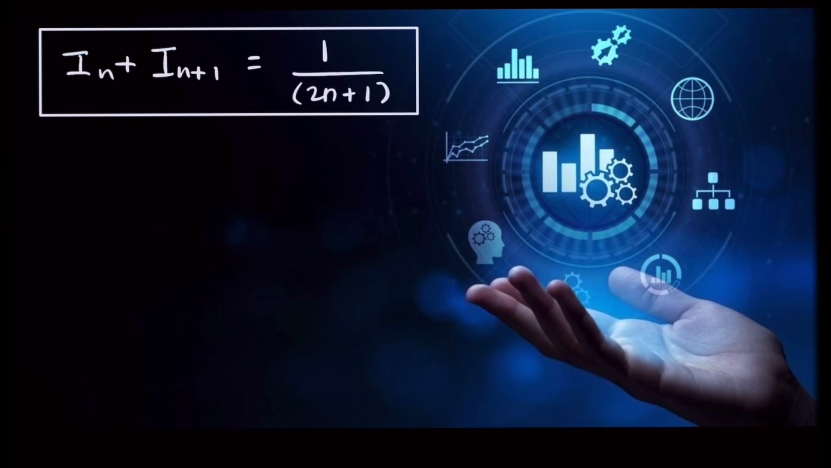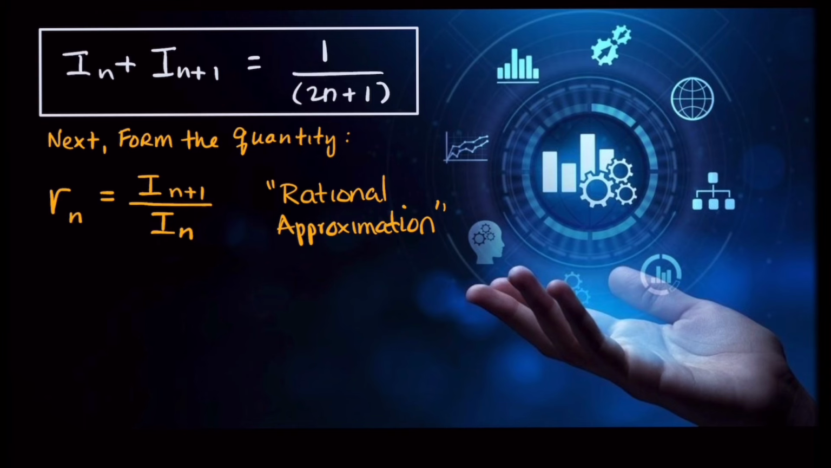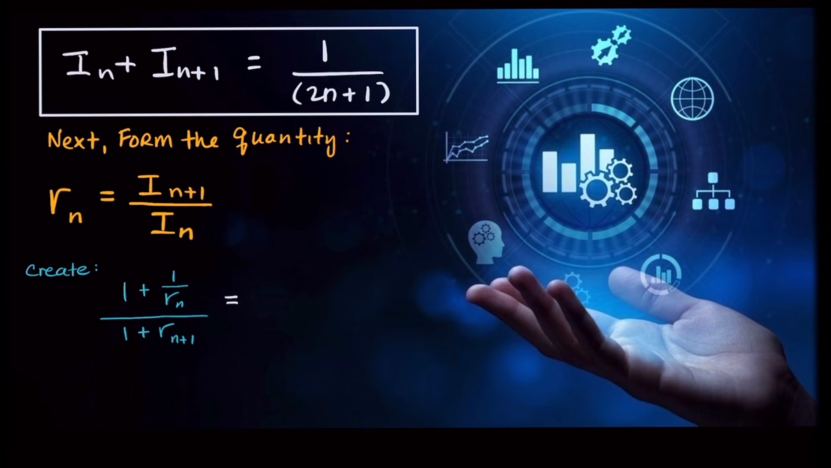So we're going to now use that formula in a creative way. But next, we're going to form a ratio that involves these integrals. Call it R sub n is I sub n plus 1 over I sub n, and this will represent our rational number approximation to what we're trying to find. So now we're going to create another ratio, and it may not seem intuitive here: 1 plus R_n over 1 plus R_(n+1).